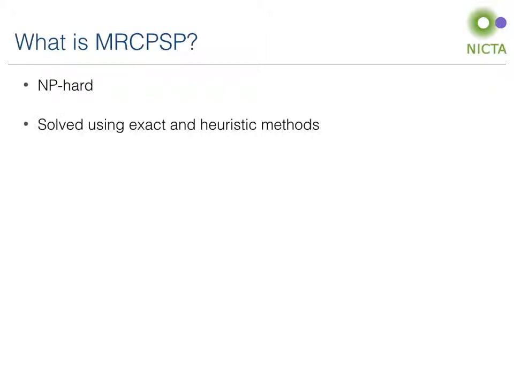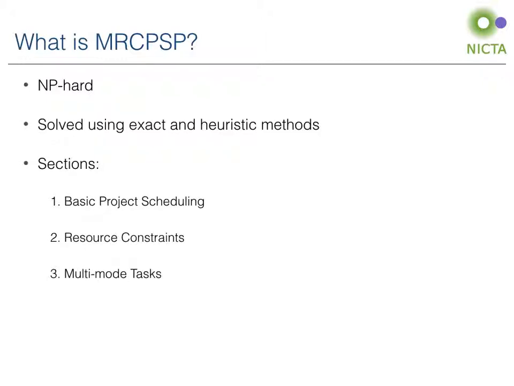So what is the multi-mode resource-constrained project scheduling problem? To those of you who aren't too familiar with optimisation, the MRC-PSP can sound like a bit of a mouthful, and even after 8 weeks of this internship, I still sometimes struggle to get all those words out. The problem is NP-hard and has been solved using various exact and heuristic methods. I'll define it by breaking it into smaller pieces, namely the basic project scheduling problem, resource constraints, and multi-mode tasks.